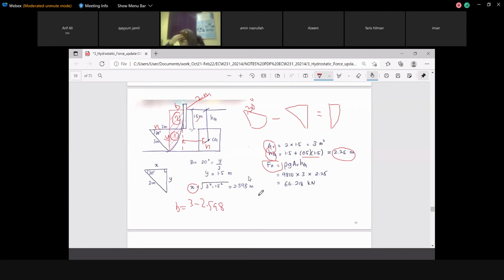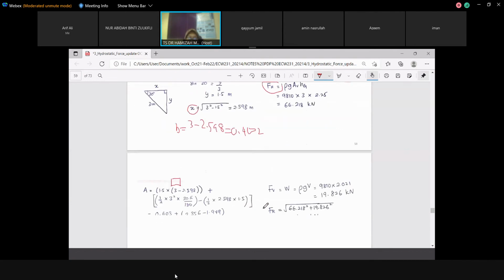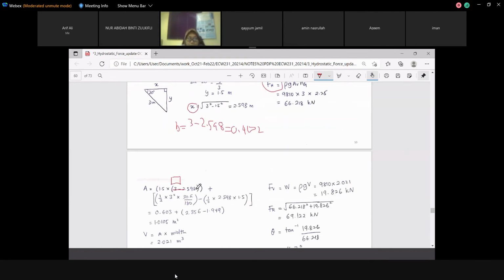Kenapa dapat 3 tolak 2.598? 0.402. Okay, so betul lah kat sini. 1.5 darab, ni dah tolak siap-siap lah. 0.402. Okay, yang kat sini baru luas segmen tadi.